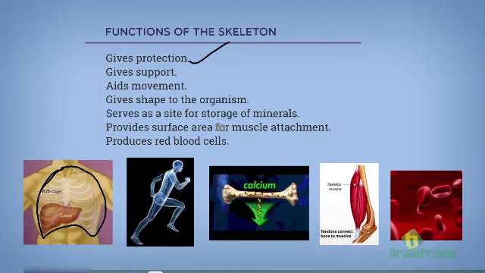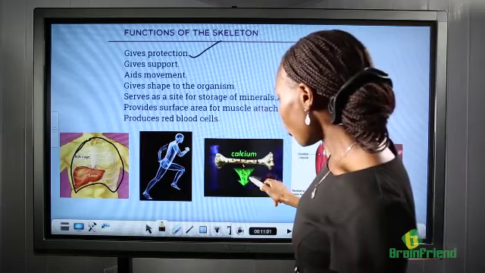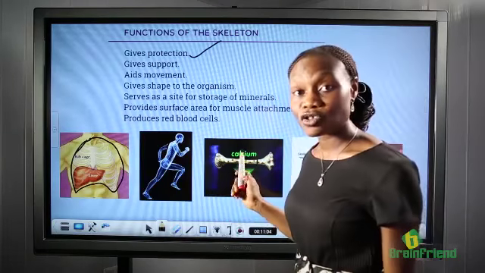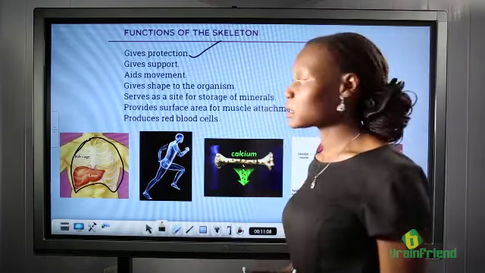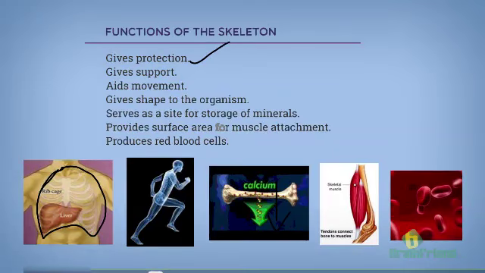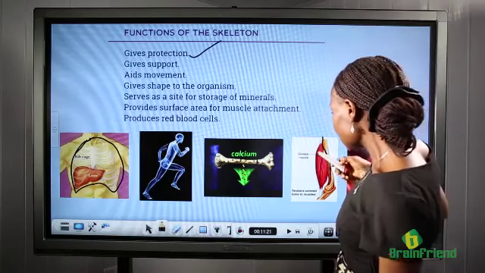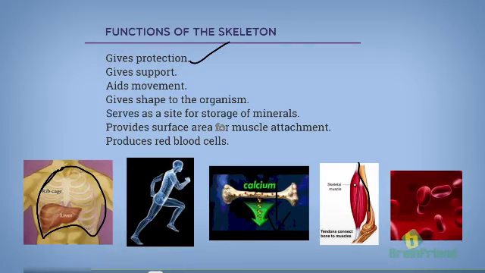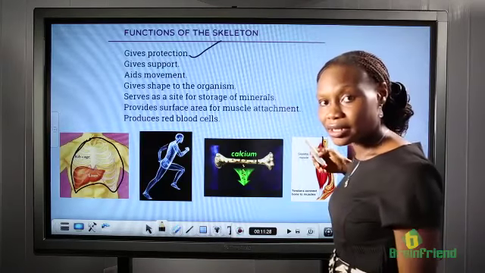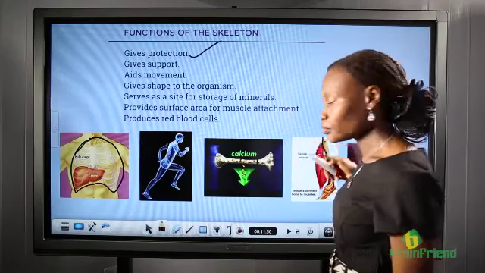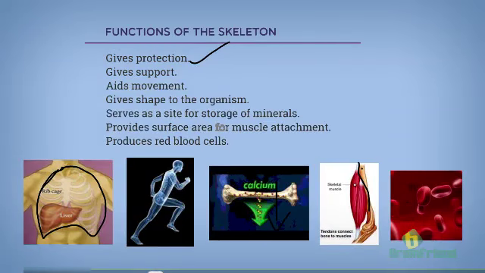It also serves as a site for the storage of minerals. Example of some minerals that it stores is calcium. Another example is phosphorus, etc. The skeleton serves as a site for muscle to attach. For example, here, this muscle is attached to this bone. Without this bone present here, the muscle won't find a place to stay. Therefore, movement will be impossible. Lastly, one of the functions of the skeleton is for the production of red blood cells.